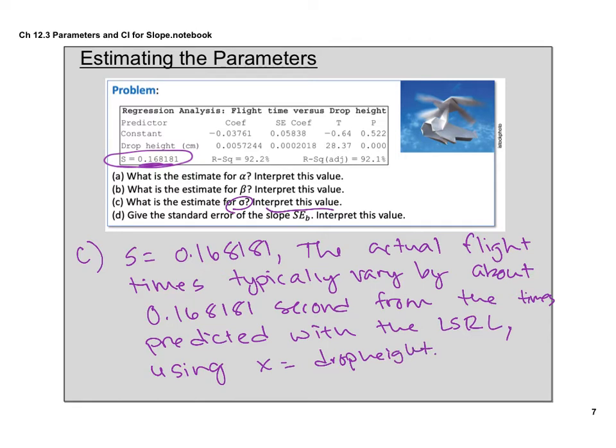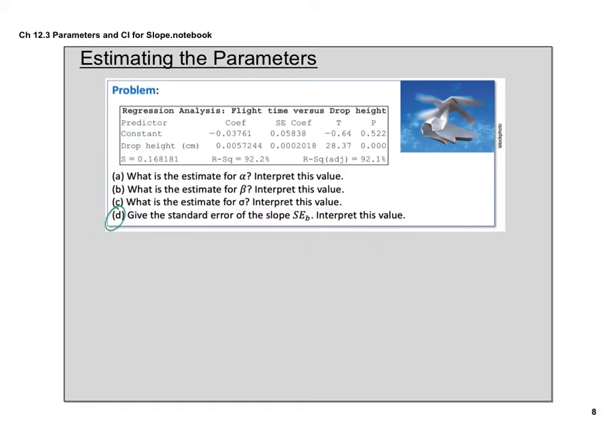So what you're getting at here is the fact that actual times typically vary from predicted times, okay? Actual times typically vary from the predicted times by that amount. Okay, and then the last thing, we're gonna look at that standard error. So in part D, given the standard error of the slope, so now the value in the table that we're looking at, again, slope comes from drop height, but we're looking at the standard error coefficient, so we're actually looking at this value this time.